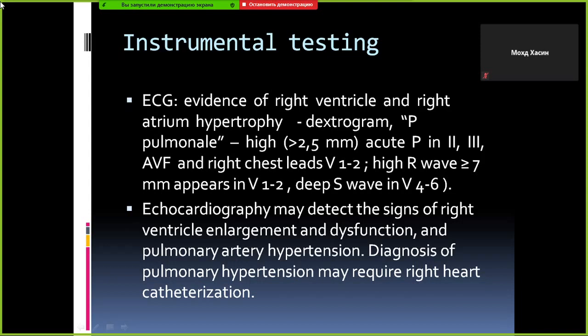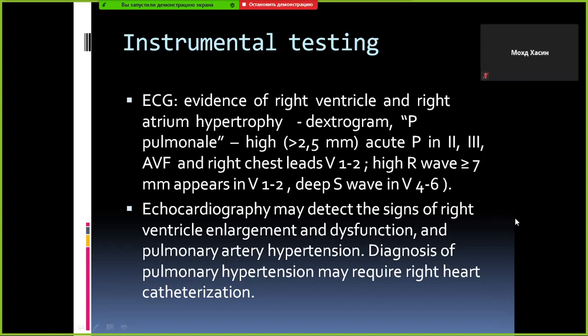About instrumental methods, we need ECG. ECG we need in case of presence of cor pulmonale. So we must detect right ventricle and right atrium hypertrophy. Right atrium hypertrophy is detected by change of P wave. P wave is atrium wave. In this case, it will be high and acute. It is called P pulmonale.